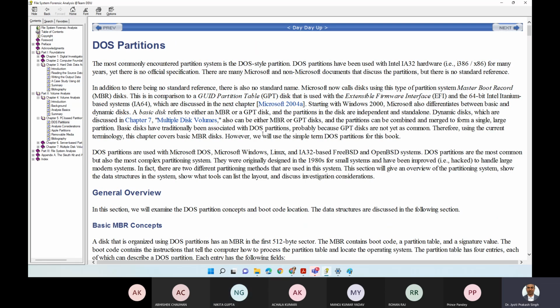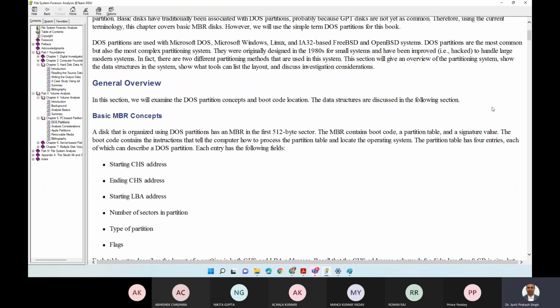Okay. So next we will move on to the DOS partitions. If we talk about the DOS partition, because that's where mostly we work. DOS partitions have been used with IA32 hardware, that is Intel x86 architecture, for years. There are many Microsoft and non-Microsoft documents that discuss the partitions, but as such there is no standard reference. In DOS partitions, what we are going to talk about is basically the master boot record disk.